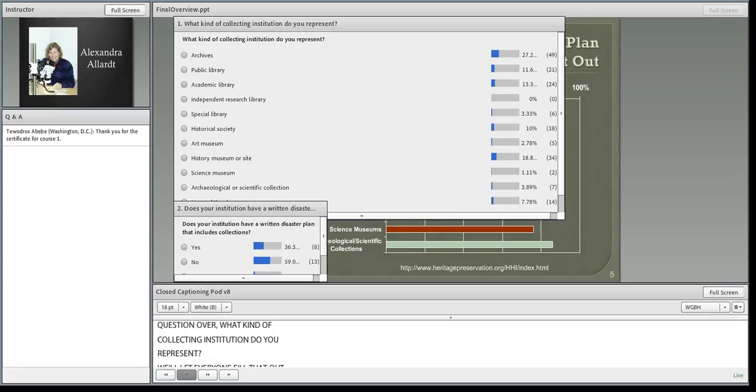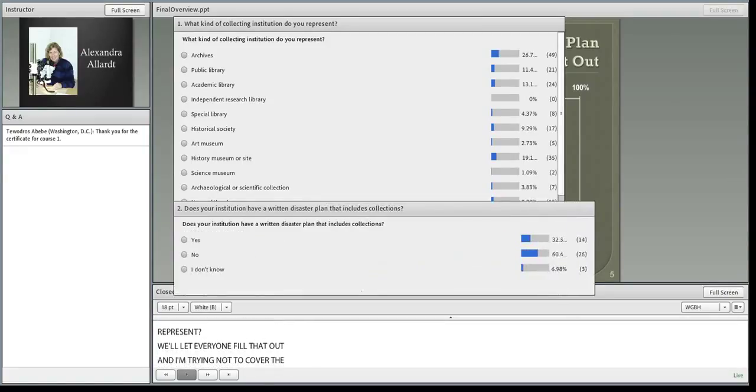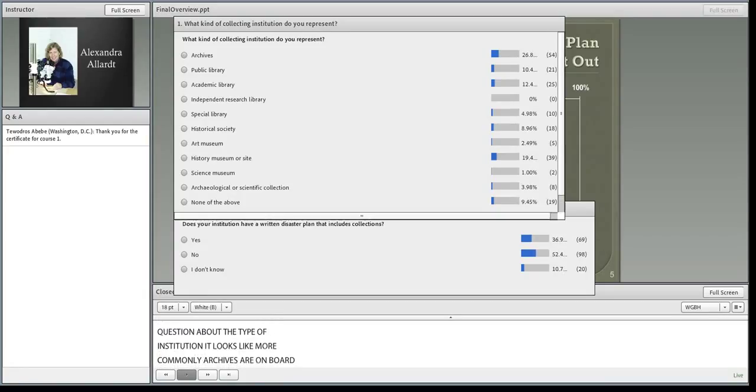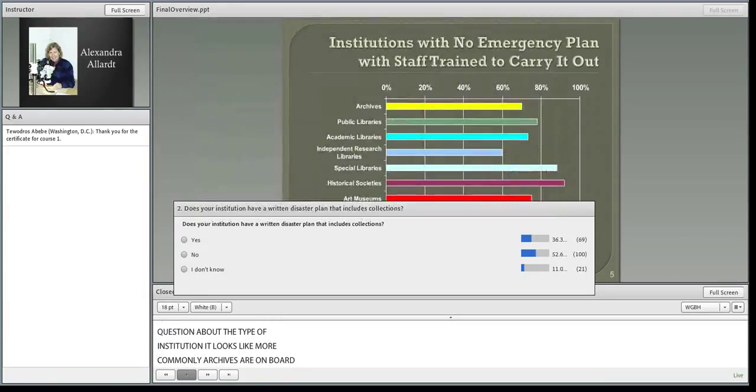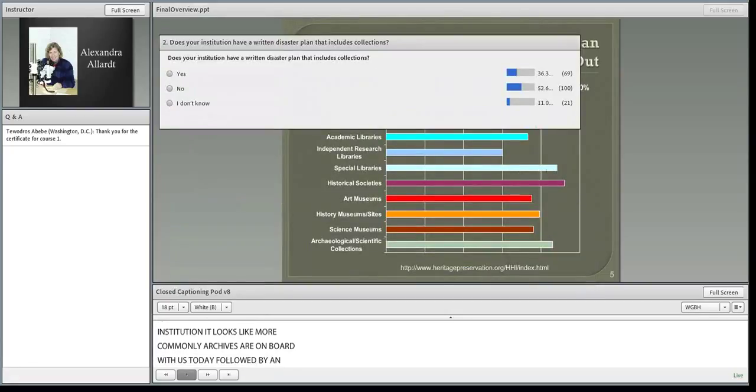And for our first question about the type of institution, it looks like more commonly archives are on board with us today, followed by academic libraries. All right, I'm going to move this first question out of the way. And our second question about whether or not there's a disaster plan, it looks like the overwhelming response is no. So about 103 people have answered no, 71 say yes, and about 23 say they're not sure.